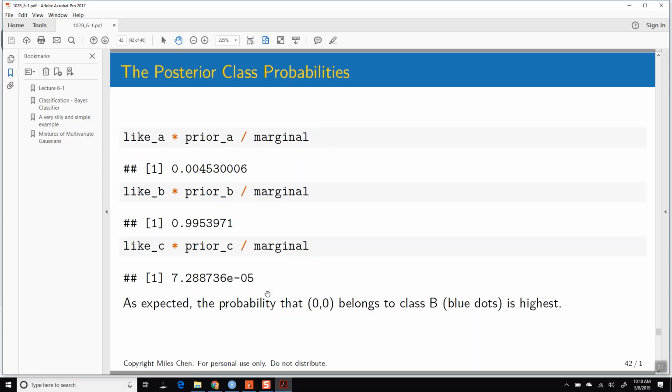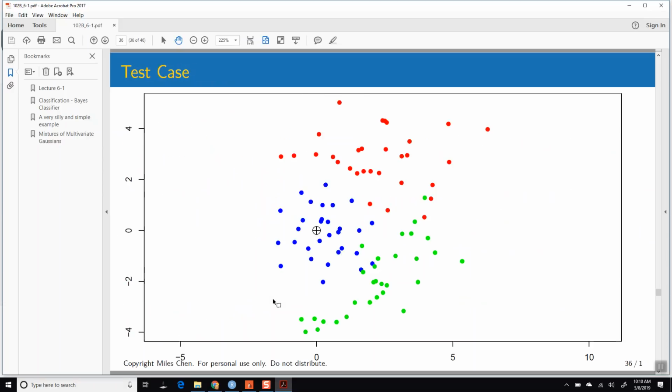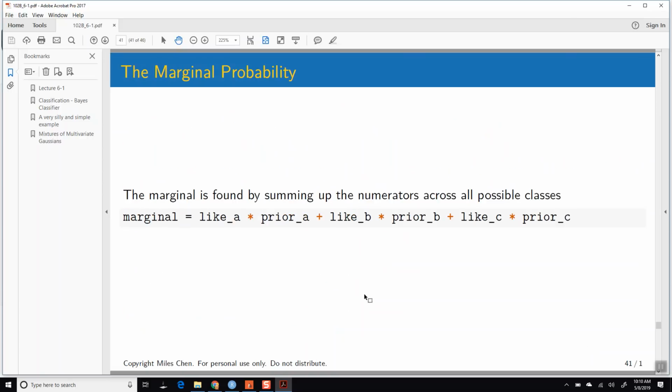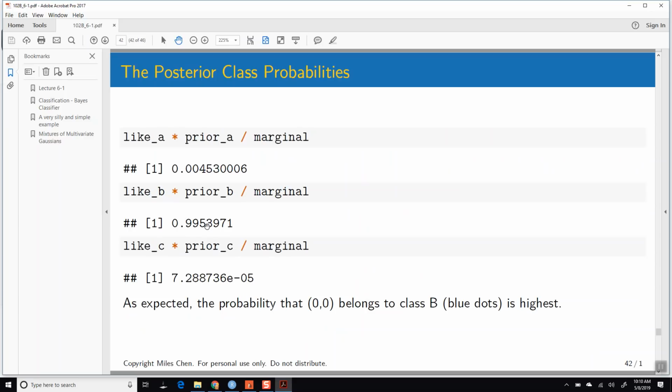When we do it for 0, 0, which is this picture here, it says class B. Class A is red, class B is the blue, and class C is the green. It tells us that the probability that it belongs to class B is about 0.995, which is what we expect, and the probability that it belongs to class A or class C is much lower.